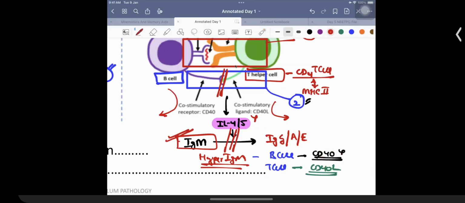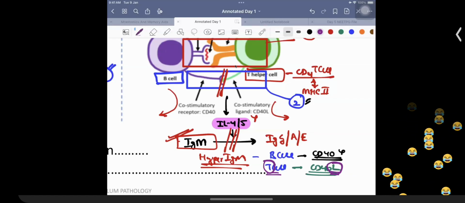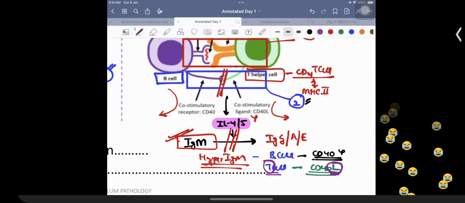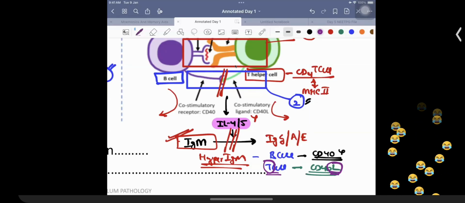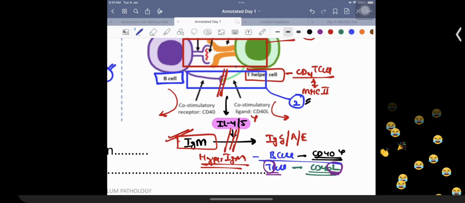So remember T for testicular tissue, T for T cell. And testicular tissue has a very good relationship with L. Before your dirty mind starts working, L means Leydig cells. So testicular tissue and Leydig cells are going to be related. That is how you remember CD40 is related to the B cell, and CD40L is related to the T cells. And I hope this imagination helps you in the exam as well, whatever way you wish to remember.